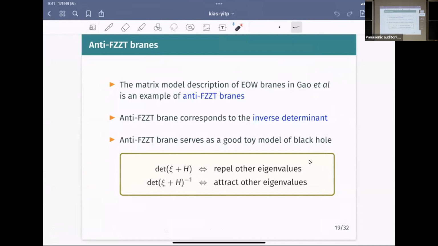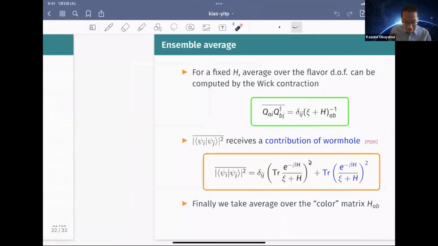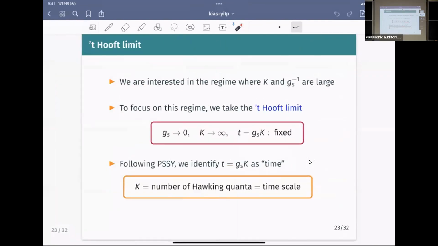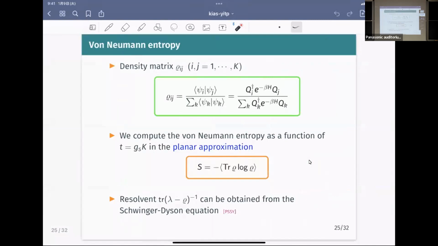So can I ask you a question? In your model, did you use planar approximation in your computation? I see. Yes. In the original West Coast paper, they also studied the non-planar limit, and they found several phases depending on the time. So if you take into account the back reaction from the brane, do you think such a phase structure also changes?